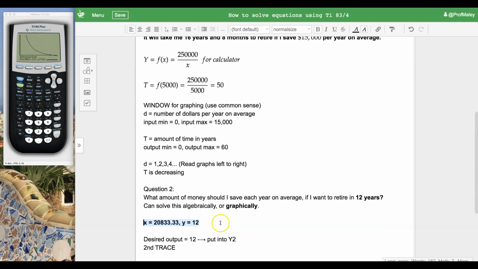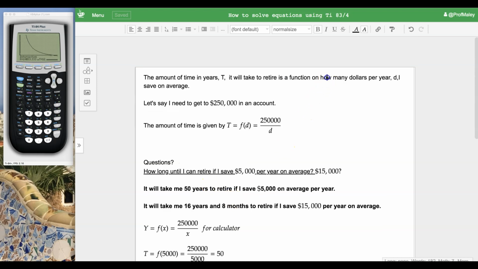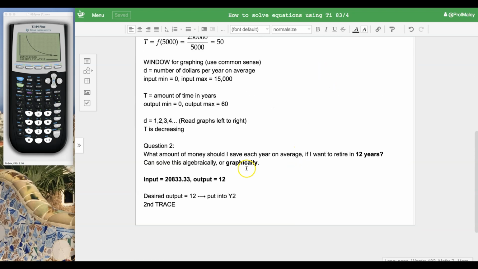So what does this mean? Well, for my input of 20,833.33, I get an output of 12. What is my output? My output is the number of years it's going to take to retire. And my input is how many dollars per year I save on average.